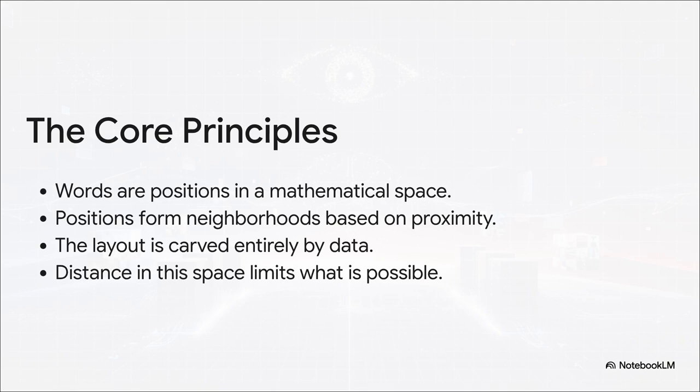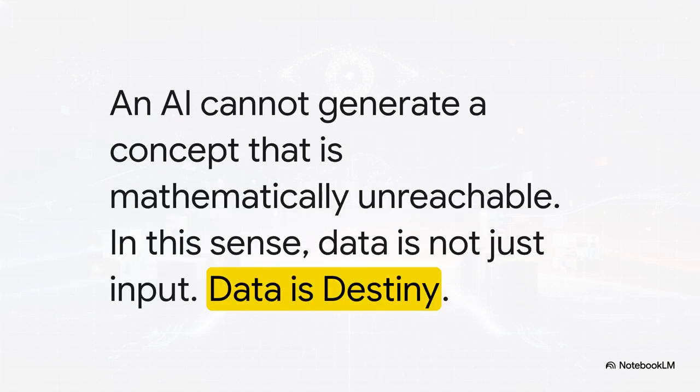1. Words are positions in space, not meanings. 2. These positions clump together into neighborhoods based on how often they appear together. 3. The entire layout of this world is carved exclusively by the training data. And finally, the distance between words on this map creates a hard physical limit on what the model can possibly do. An AI cannot generate a concept that is mathematically unreachable from where it starts. It can't connect two ideas if the data never built a bridge between them. In its geometric world, those connections just plain don't exist. Which is why, in this sense, data is not just input, data is destiny.